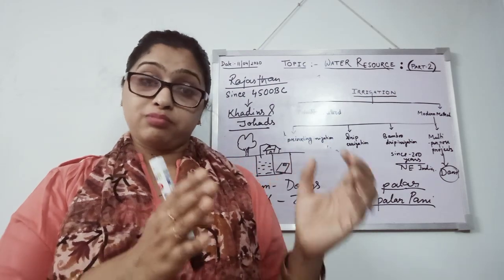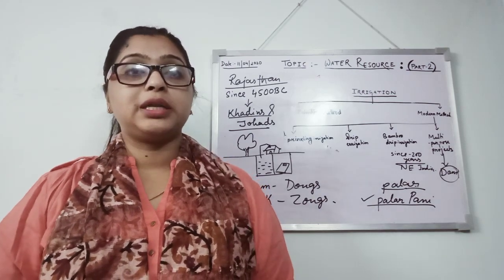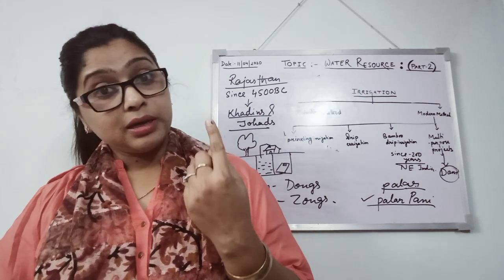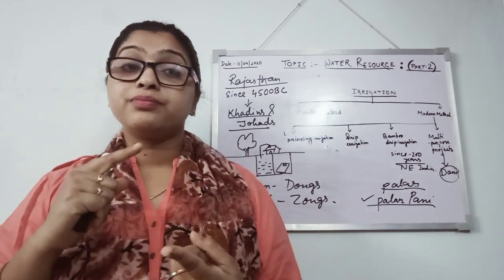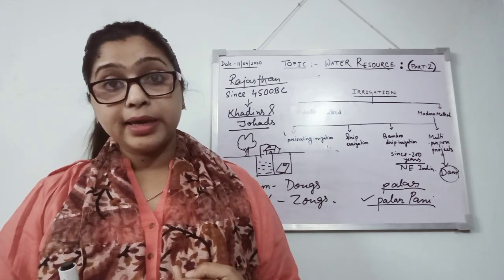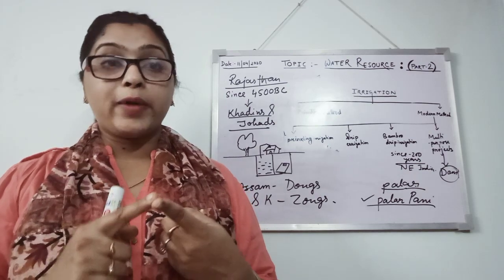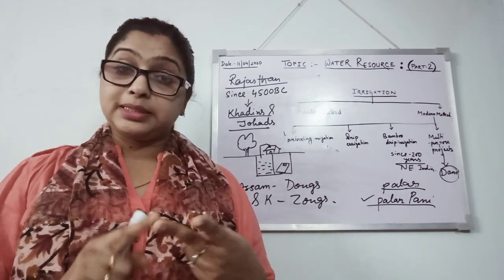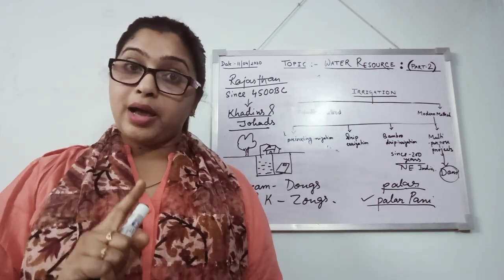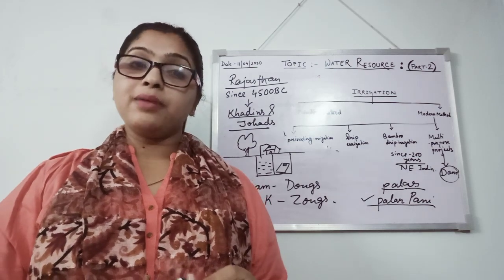It can ask by giving diagrams, asking what kind of irrigation or harvesting it is. Sometimes it can ask what the advantages and disadvantages of any kind of irrigation are. So you have to know all those points with examples. Is it clear, students? So see the video and try to understand. Hope you have understood those points, and be with me.